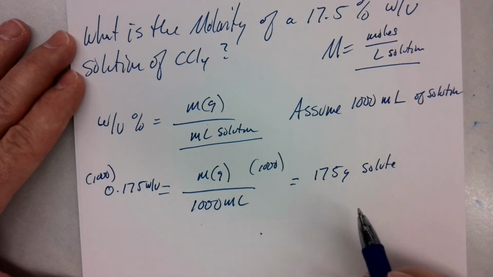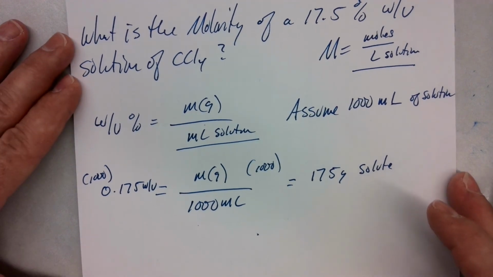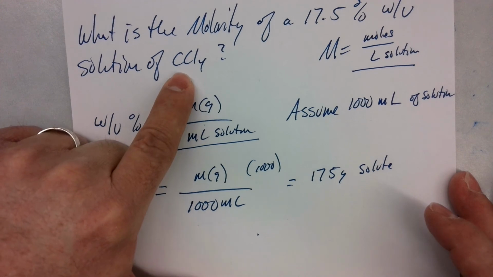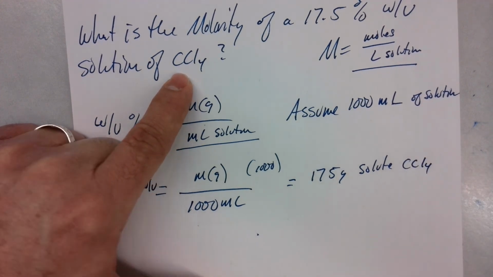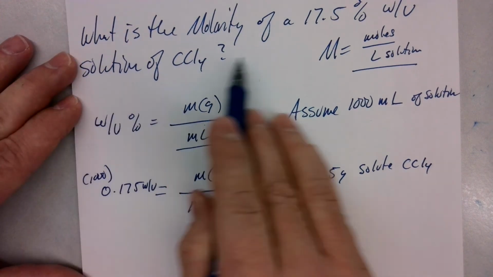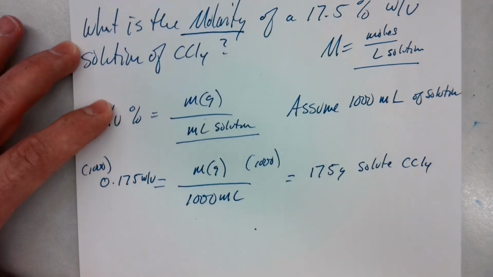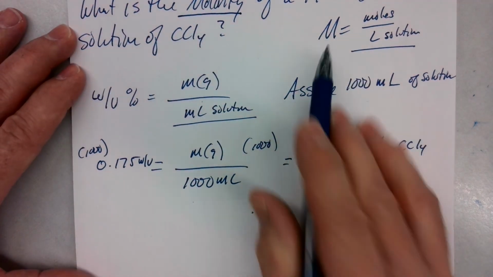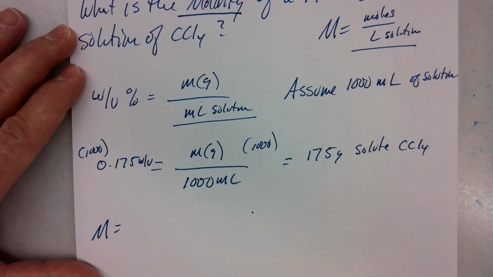Well, that really gives me 175 grams of what? Yeah, because we're talking about my CCl4, right? CCl4. Okay, now, the question, though, asks me to find the what? The molarity. So now I got to go back and remember, okay, molarity is moles over liters of solution, right? Well, what's nice about that?